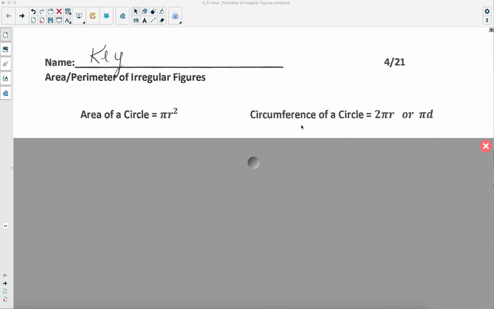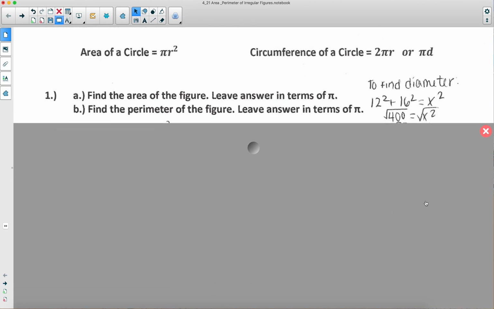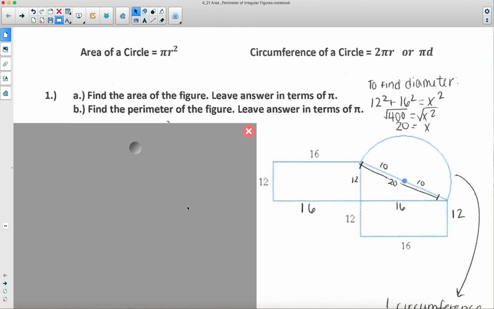So again, the two new formulas we're going to really be applying are these two up here. So for the first diagram, what we have is this figure over here, which is composed of a rectangle, a triangle, a semicircle, and another rectangle down here. So the first thing that we are asked to do is to find the area of the figure and then leave our answer in terms of pi.